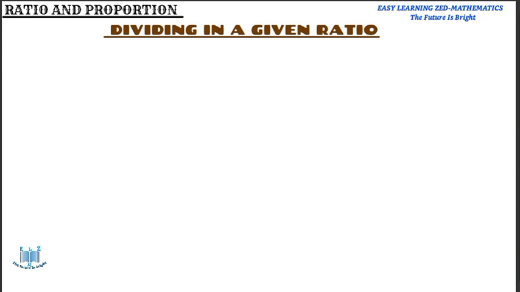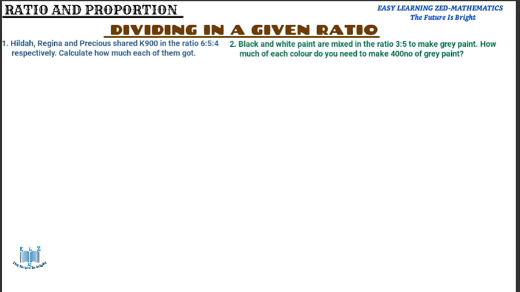So in this video, I'm going to use two problems to demonstrate how you can share a given amount of things or of money according to the given ratio. Okay, let's get started with question 1. Question 1 is, Hilda, Regina, and Precious shared 900 in the ratio 6:5:4, respectively. Calculate how much each of them got.